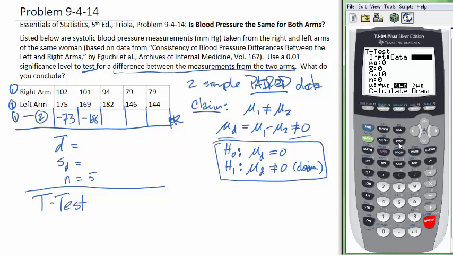Now, like I said, we don't have the statistics, but we do have the data stored in L3, so let's select data, enter, and then our mu sub 0 is that mu sub d that we have over here, which is being compared to 0. And since we're using our data, it's in our list L3. Our frequency is going to be 1. And then now we're going to select the alternative hypothesis symbol, which is the not equal to. So let's go ahead and select that.